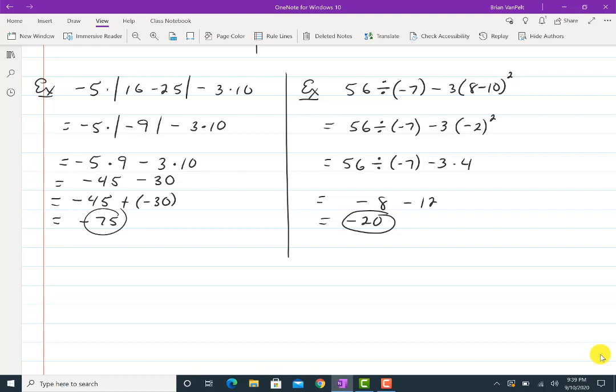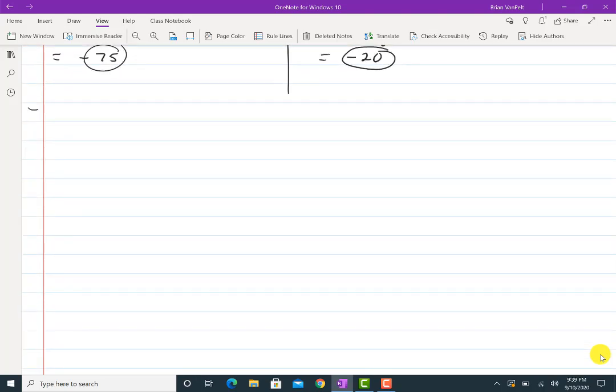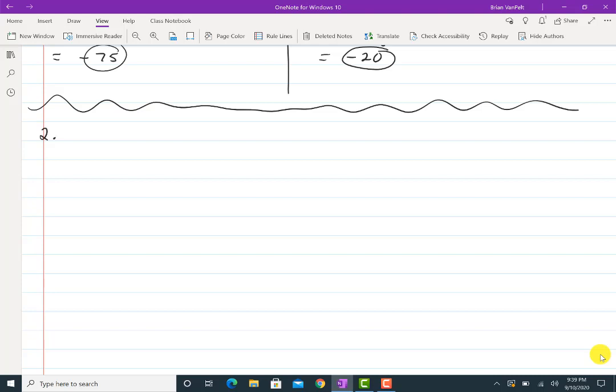All right? On we move then to 2.1, and this is where we're going to start doing algebra.